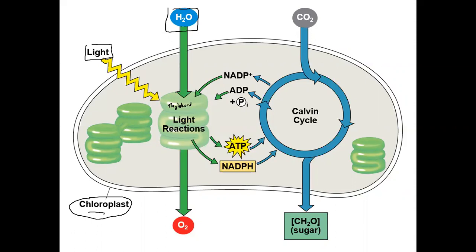A common question is what or where does the light reaction take place? It takes place in the thylakoid. A stack of these is called a granum, but most of the time they just want you to know that the light reaction takes place in the thylakoid.